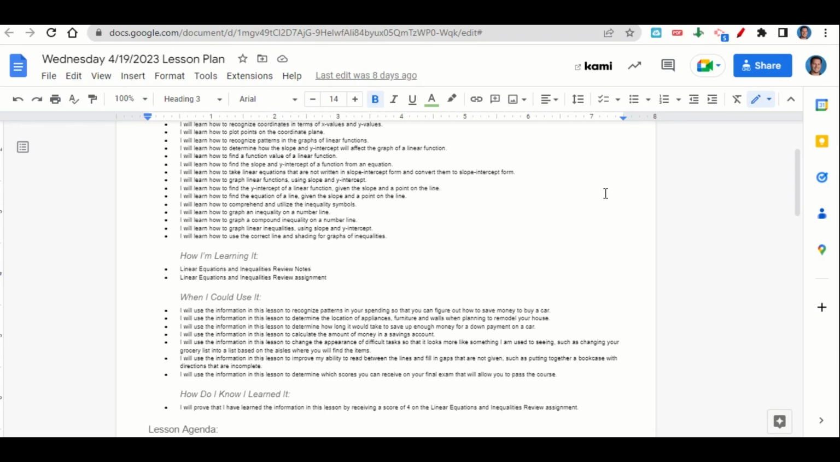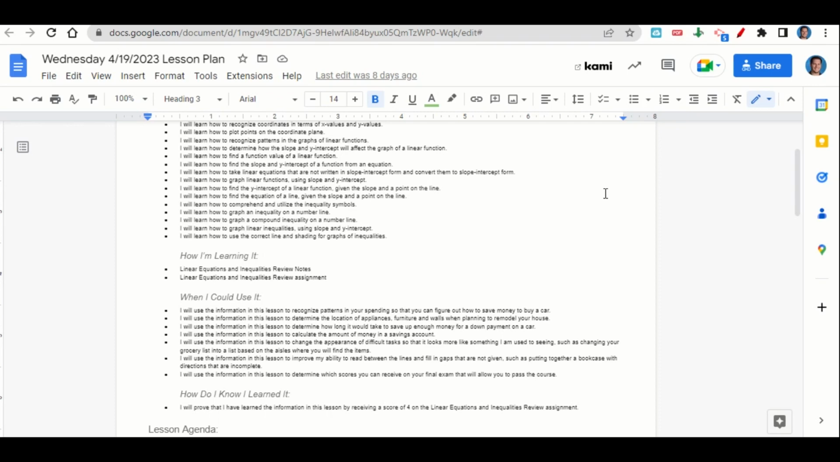you are used to seeing, such as changing your grocery list into a list based on the aisles where you will find the items, to improve your ability to read between the lines and fill in gaps that are not given, such as putting together a bookcase with directions that are incomplete, and to determine which scores you can receive on your final exam that will allow you to pass the course.